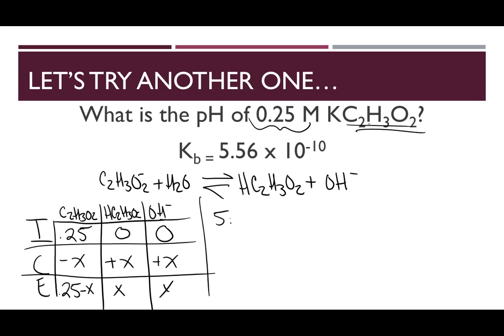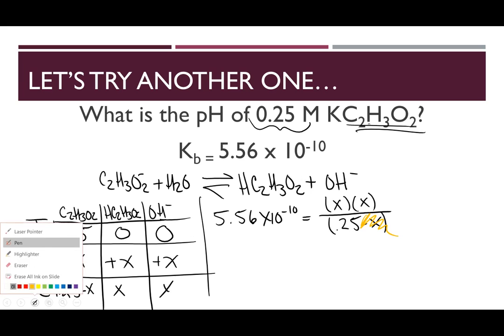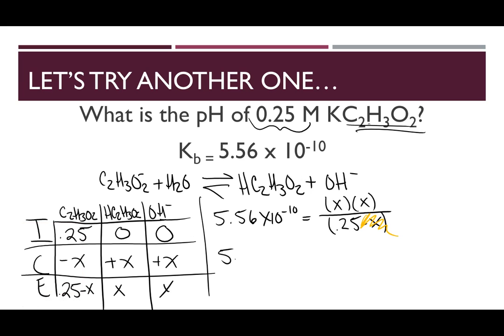So I've given you the value for Kb. And it's concentration of products, which is X, X, over concentration of reactants. And again, X is small, I'm going to assume. So we've got 5.56 times 10 to the negative 10 equals X squared over 0.25. Multiply by 0.25.